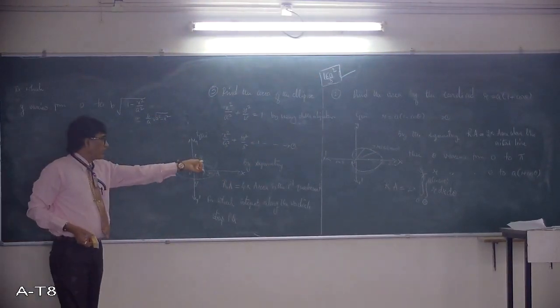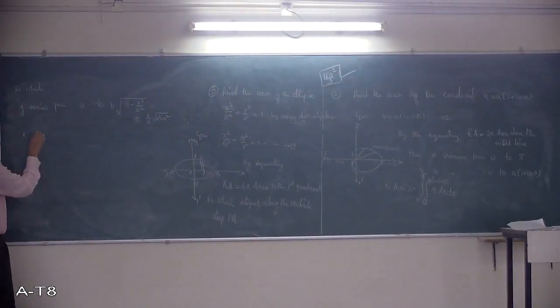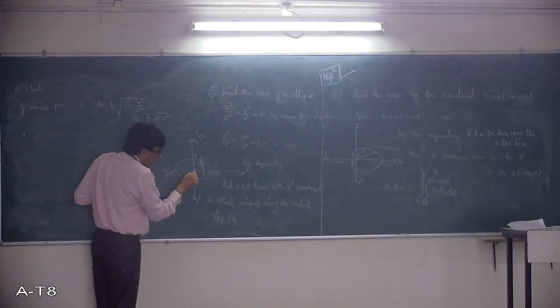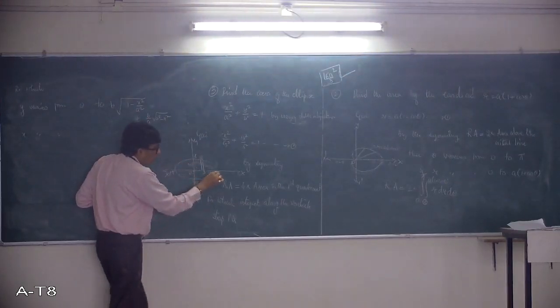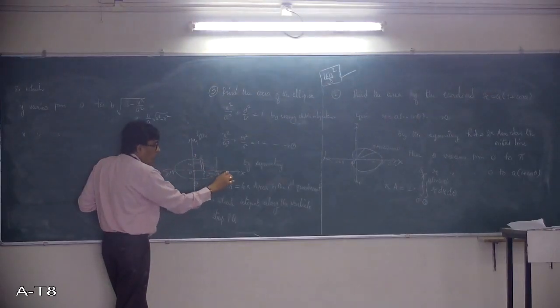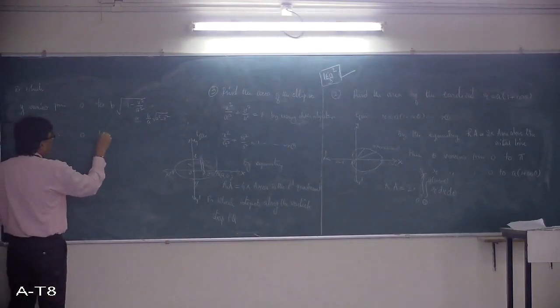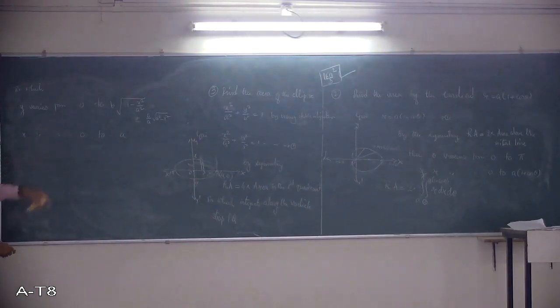Since it is in the first quadrant only, I have taken the upper limit as positive. And x varies from where to where? The left side goes to this point, this line is nothing but x equal to 0. The other end point is this one, whose coordinates are a comma 0. So x goes from 0 up to the x coordinate of this point a. So take it as the required area.